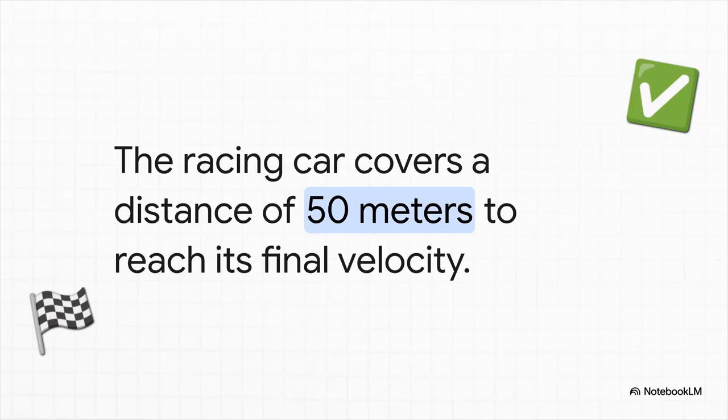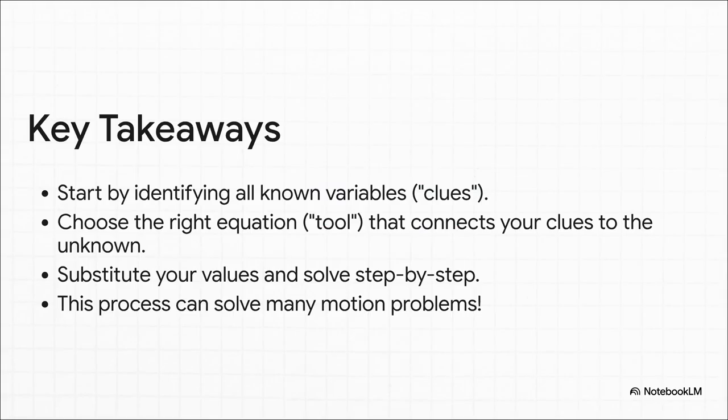But 50 what? 50 apples? 50 feet? A number on its own doesn't tell the whole story, so let's put it in context. The racing car travels a distance of exactly 50 meters to reach that speed of 20 meters per second. And there we have it. By following a logical step-by-step process, we found a clear, definitive answer. Case closed.